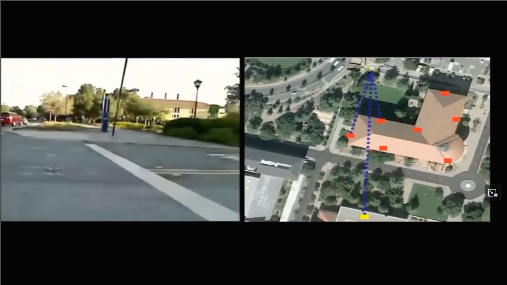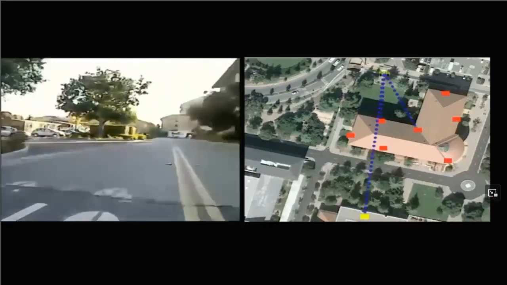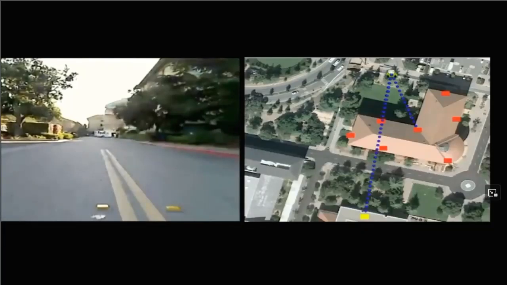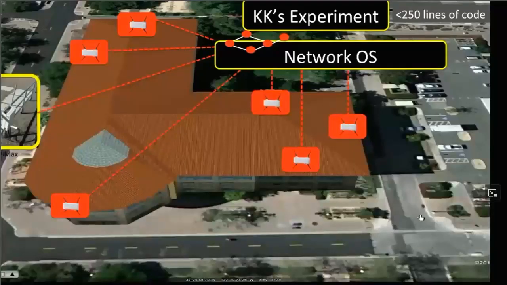So, okay, all very well, nice idea. Surely that would be very complicated. In order to change the infrastructure, well, that entire experiment running on that building, modifying those access points, controlling those access points, was running on a network operating system that was a piece of software that now existed in the network. KK's experiment consisted of 250 lines of code.